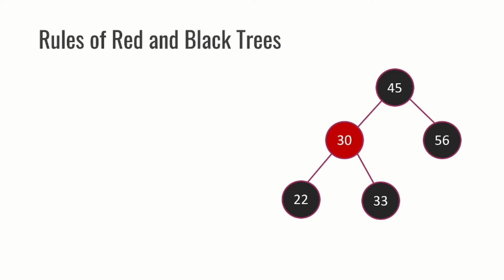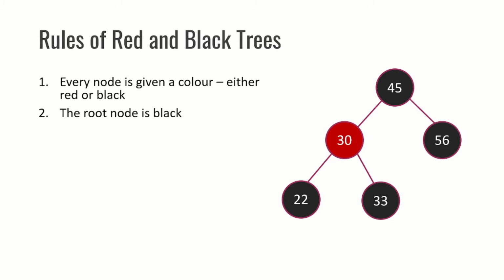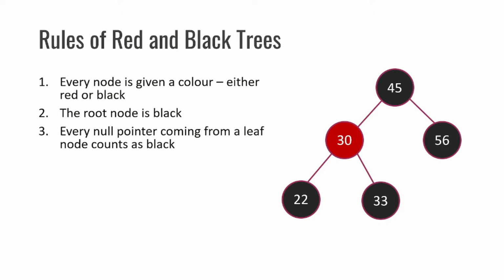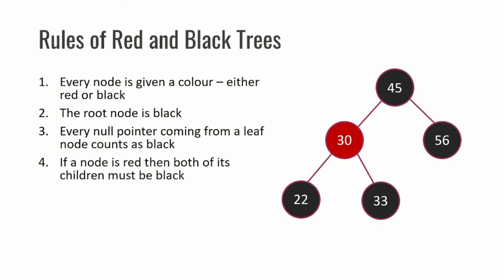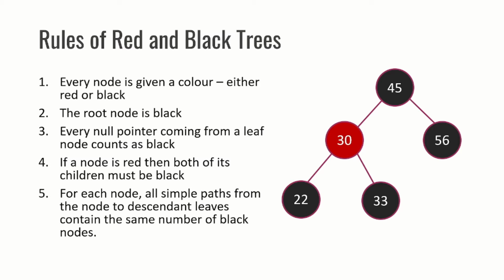There are some rules. Number one, every node is given a color. It can be either red or black. The root node is always black. When there's a leaf node, the null pointers coming from the leaf node count as black. If a node is red, then both of its children must be black. And the last rule: for each node, all of the simple paths from the node to the descendant leaves contain the same number of black nodes.